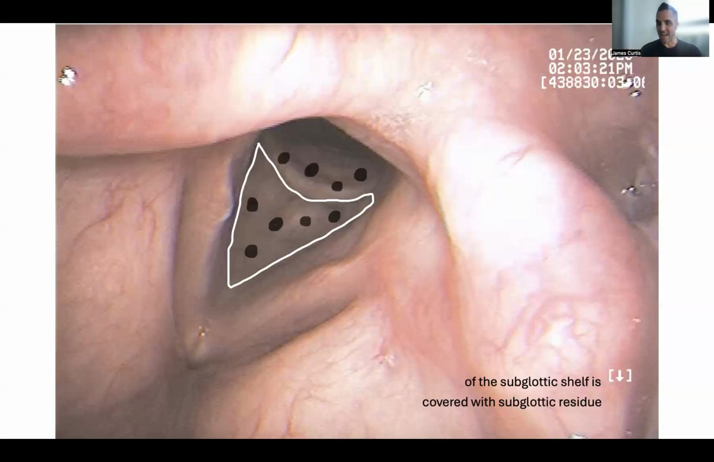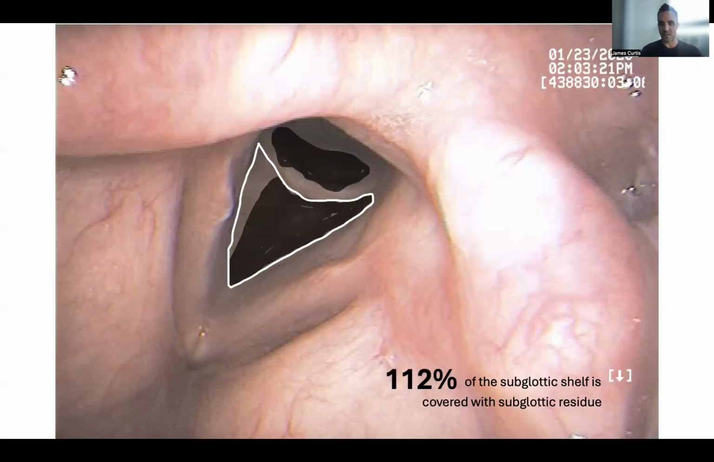Here we have stuff that's not contained within the subglottic shelf, and instead some of it's in the cricoid cartilage and some of it is beginning to be in the trachea. And in this example, around 14% of the subglottic shelf would be covered. So if we move all those little dots into the subglottic shelf, around 14% of that would be covered. And here, if we created more of a blanket effect, then in this example, around 112% of the subglottic shelf would be covered with subglottic residue. And certainly if we got glimpses of further down the trachea, we would incorporate that into our residue rating as well.